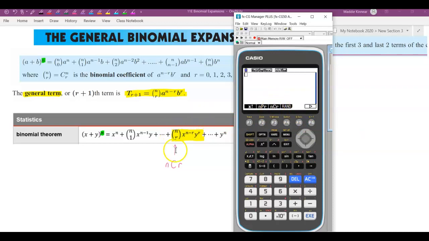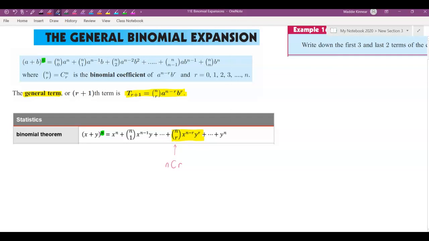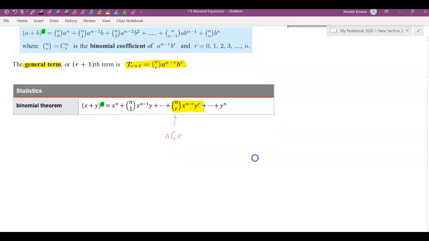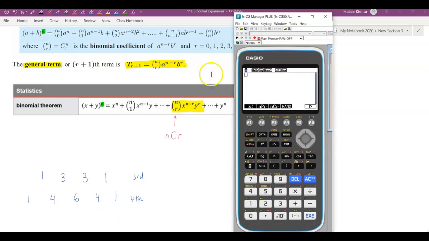So when you enter in something for NCR, for example, if we think about Pascal's triangle and we think about row 3 or something, which goes 1, 3, 3, 1, that's row 3. Row 4 will be 1, 4, 6, 4, 1. So this is the 3rd row, this is the 4th row. We can use the calculator to do this.